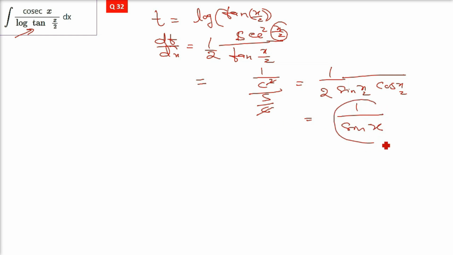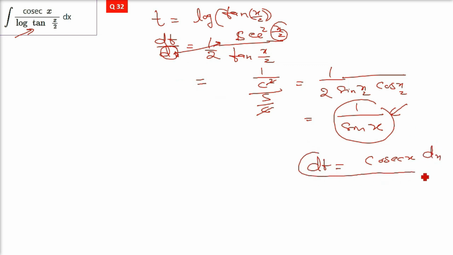Now you need this cosec x in the numerator. So you just take it into the numerator. It will be cosec x. So let me tell you again, 1 by sin x is cosec x. So dt is equal to cosec x dx from here. Now this numerator was already cosec x dx. You can just write dt in place of cosec x dx.